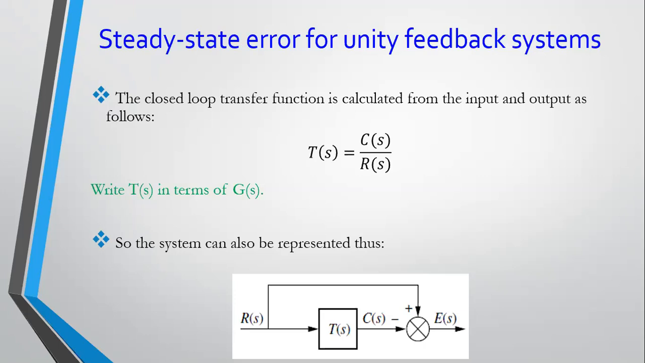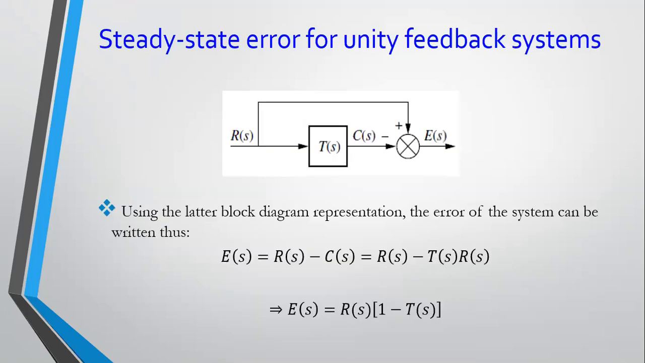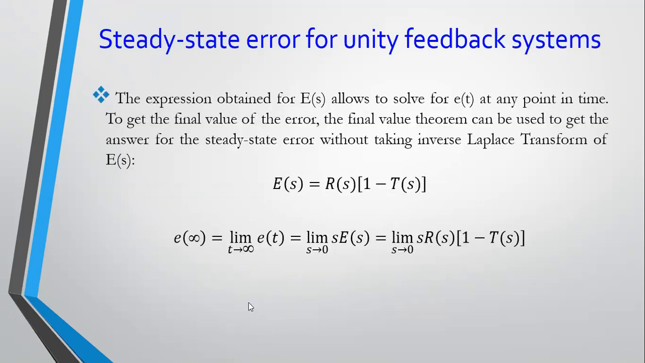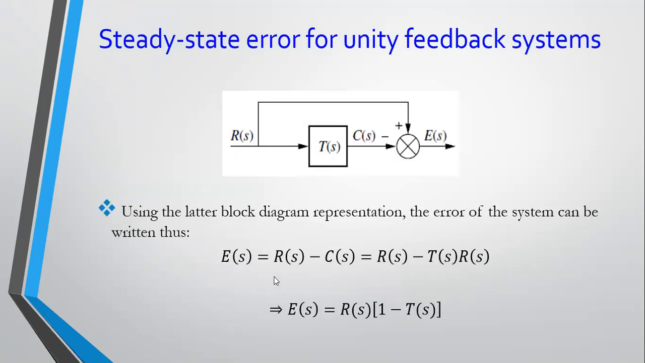Okay, now in this case, the first assignment we have is: if you have this configuration of T, how do you find the steady state error? If we start here with this configuration, this equation is always valid. E is always equal to R minus C.